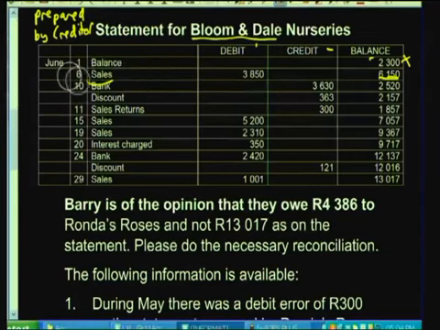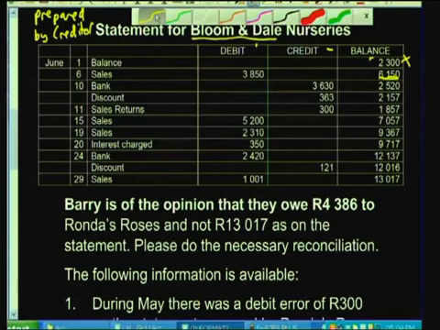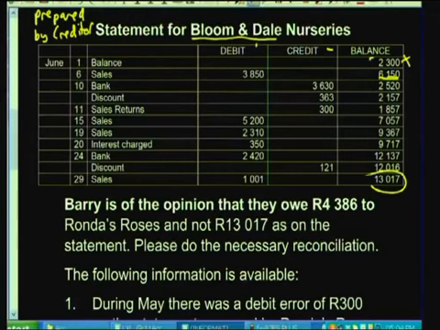Okay, now that we've got an idea of what the creditor's statement says, let's look at the bottom and see what they think we owe them. Here's the final balance on the 29th of June, and right there it says that we owe them 13,017 Rand. I don't know about you, but if I were Barry Bloom and I thought that I owed somebody 4,386 and they send me a bill for 13,017 Rand, it's almost 9,000 Rand more. I'd get a huge fright, especially if I don't know why that amount is so much.